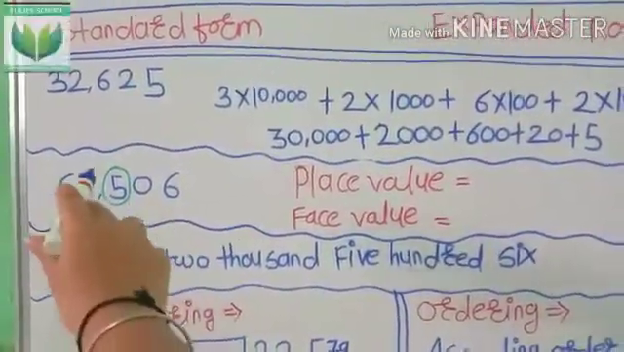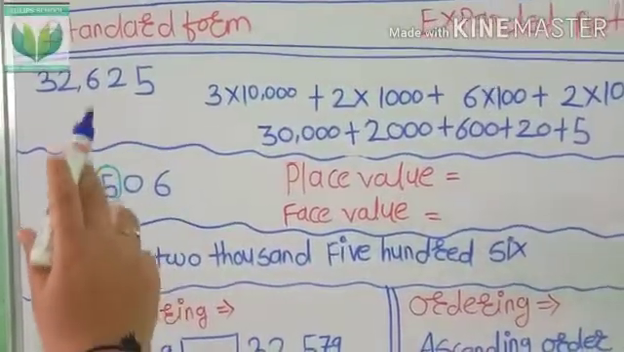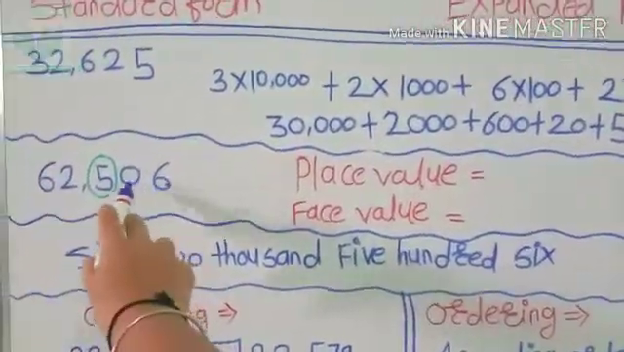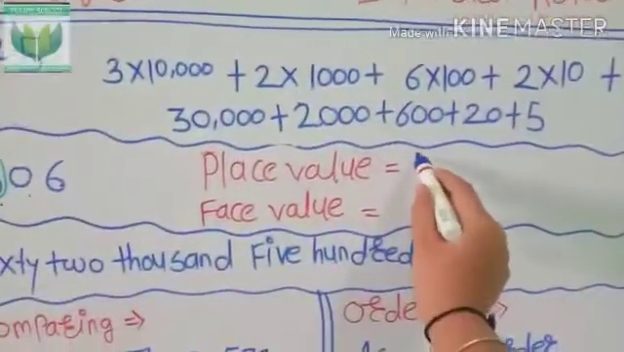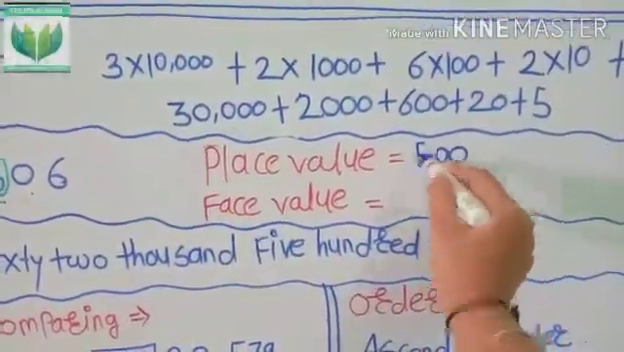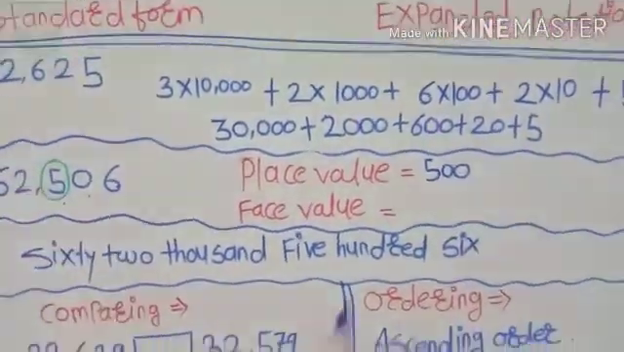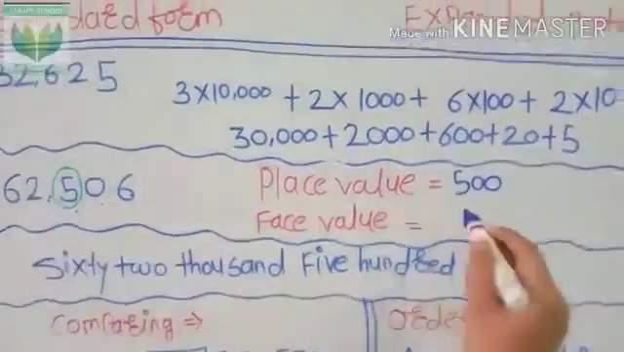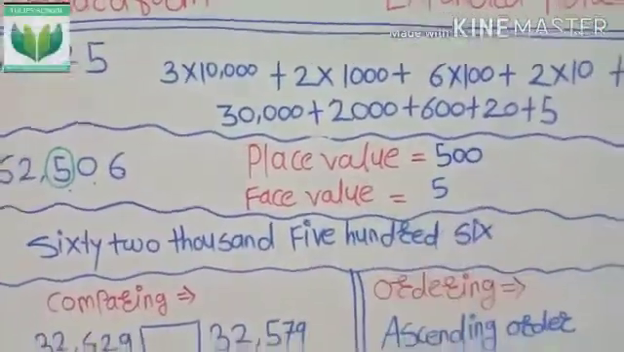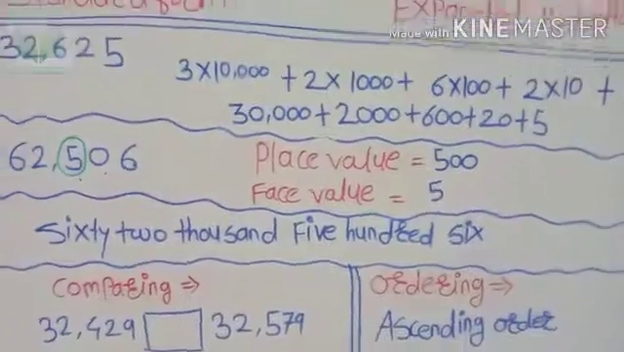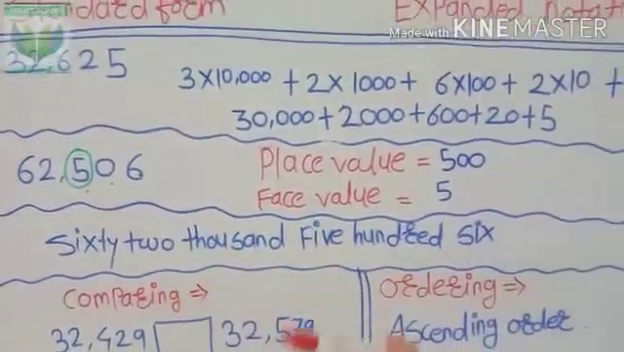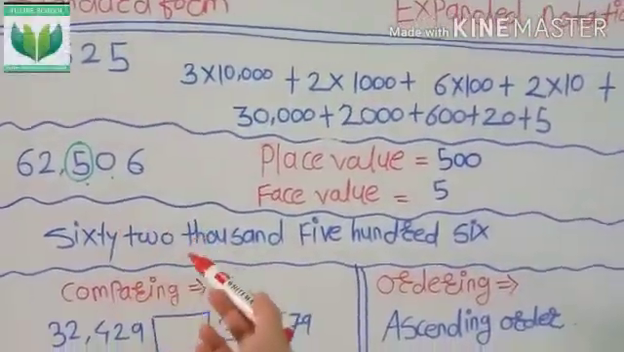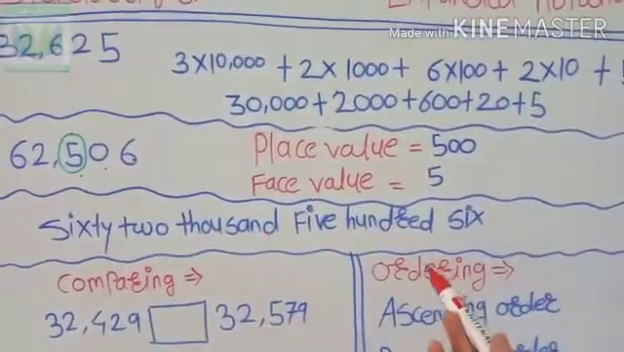Now 62,506. I circle 5. We have to find the place value and face value. Ones, tens, 100, means 500. The place value of 5 is 500 and the face value, the number we have to write as it is. Okay. Now this number we have to write in words. 62,506.